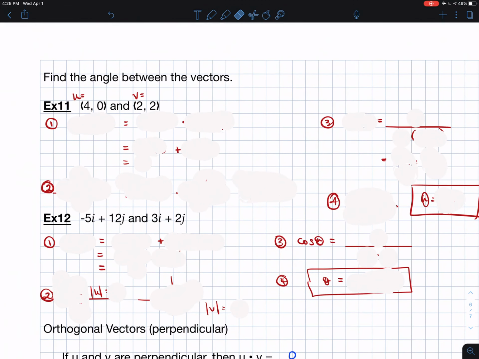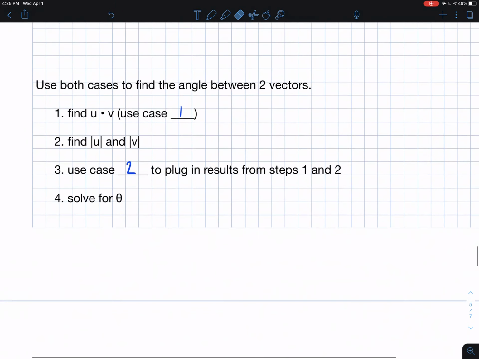So you look at number 11 and you notice here that I have 2 vectors and both of them are written as legs. Okay, so I've got legs. Let's use my case 1, the leg case, to find u dot v. That's like the last example we just did. So u dot v is going to be these 2 vectors multiplied together. This is going to be my a times my c plus my b times my d. Clean that up and you're going to get 8. Okay, so that's step number 1, get u dot v.